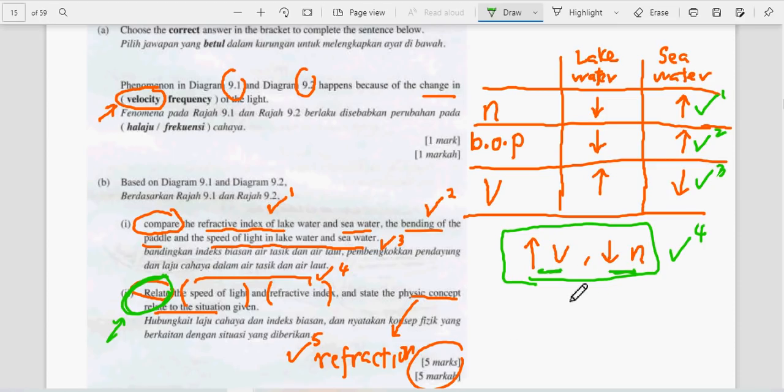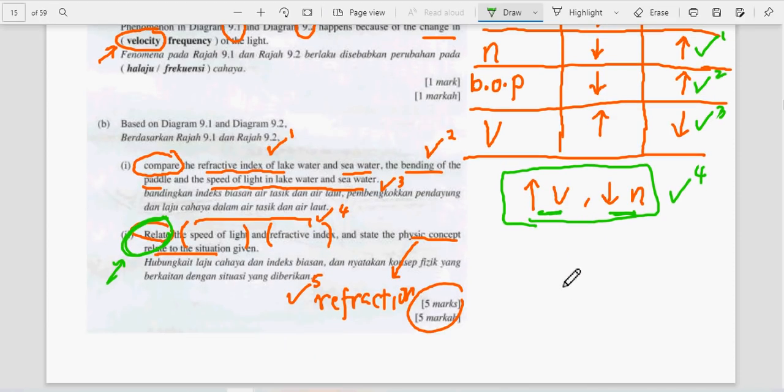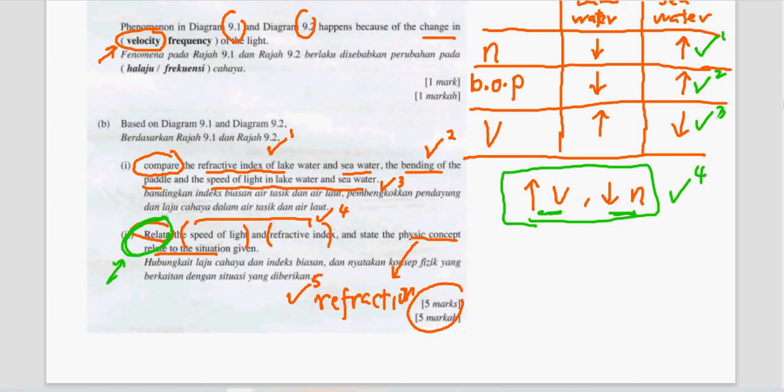Please write short sentences. Don't write long ones. Just write short sentences, easier for the marker to give you marks. We are not testing you on your language. We are testing you on your concept. Make it easy. Make it simple.